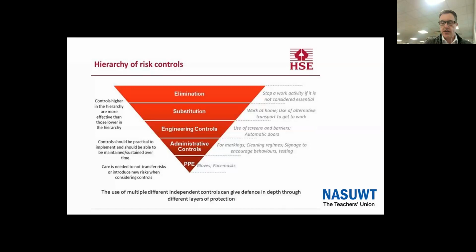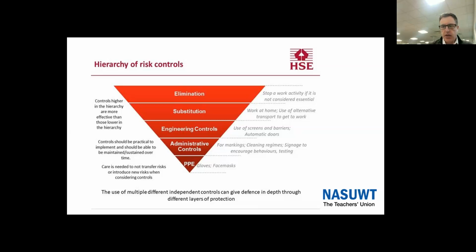This is just a little graphic taken from the Health and Safety Executive, which really demonstrates the steps that are needed with any risk assessment. And as I said, pupil risk assessment is no different. I'll go through each of these in more detail in a second. But the important thing is that you start at the top of that triangle with elimination, and then work your way down.